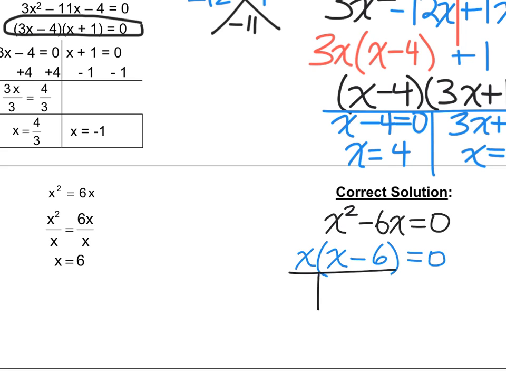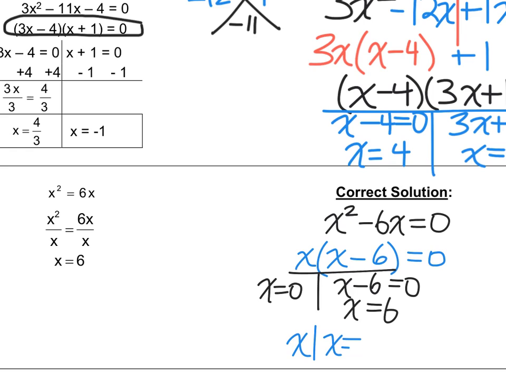So then set each of your factors equal to 0. And you get x equals 6 as one of the solutions, but the person who attempted this problem initially lost the x equals 0 solution. Is it important? Of course it is. Why? Who knows? We don't have any context yet. So we don't know why it would be important. We just know that it could be important, and so we can't just dismiss it as a possible answer.